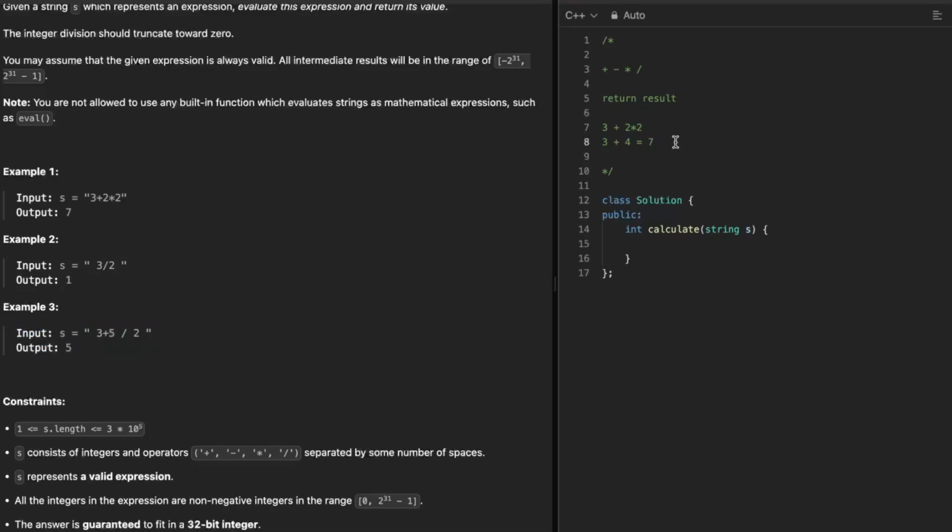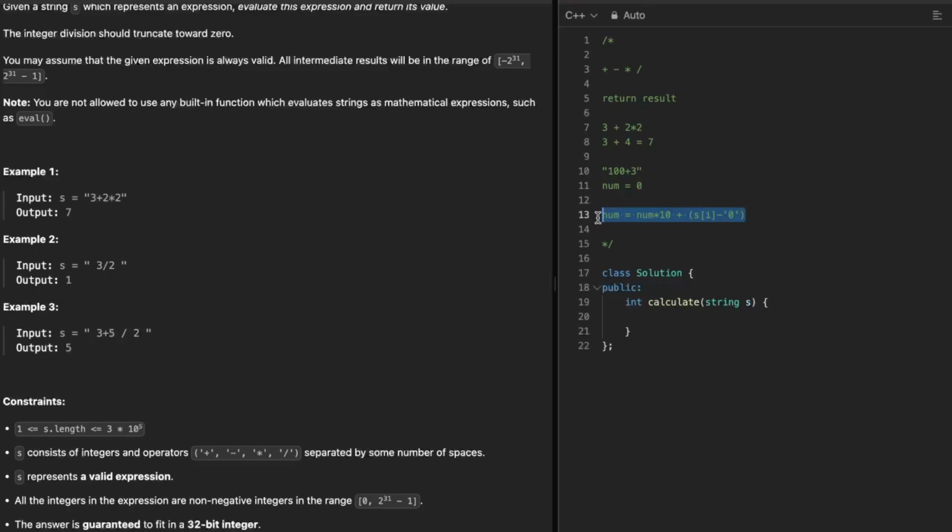So how do you solve it? You can traverse the string from left to right, and you also have to store the numbers. For example, if the string is 100 plus 3, you have to evaluate 100. You take a number, initialize it to 0, and do num equals num multiplied by 10 plus the ASCII value of this digit. This is how you can calculate the number.